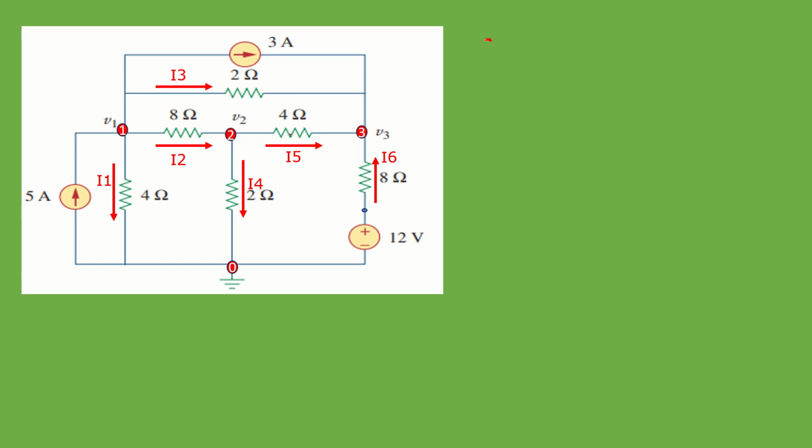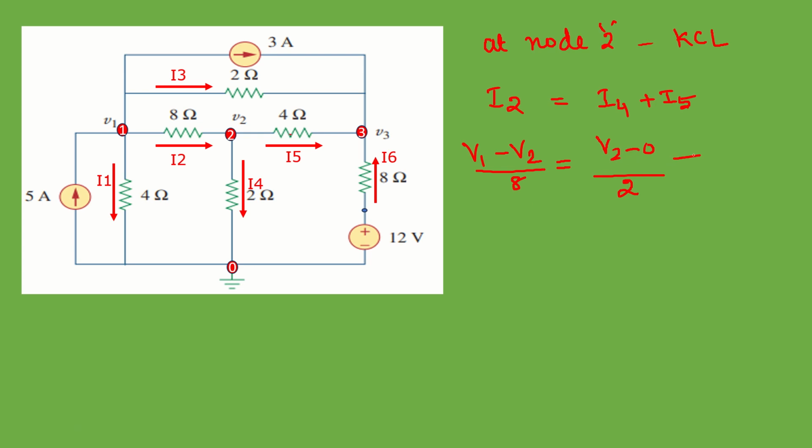Now we are going to apply KCL at node 2, Kirchhoff's current law. Here the incoming current is I2 alone, and the summation of outgoing currents is I4 and I5. For I2 we can apply Ohm's law, so it can be written as V1 minus V2 divided by 8, that is equal to I4. I4 is V2 minus 0 potential, divided by this 2 ohm, plus I5, which is V2 minus V3 divided by 4 ohms.